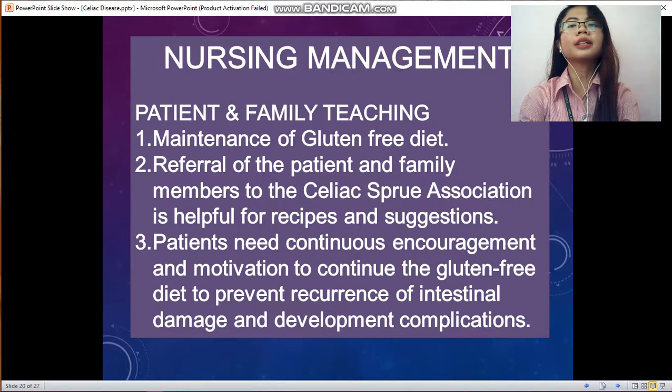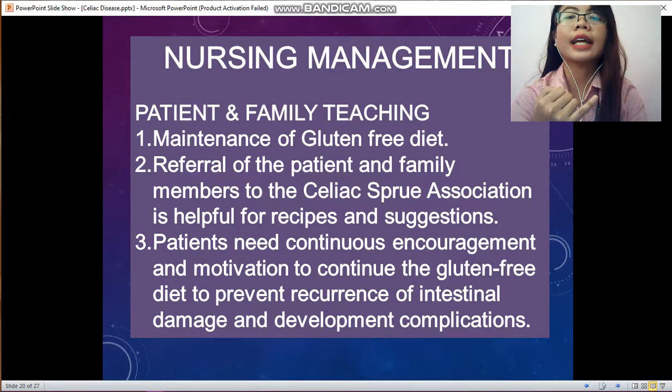Next, what are the nursing management for patient and family teaching? You have maintenance of gluten-free diet, refer the patient and the family members to the Celiac Sprue Association. It is helpful for recipes and suggestions. Then patients need continuous encouragement and motivation to continue the gluten-free diet to prevent recurrence of intestinal damage and development of complications.